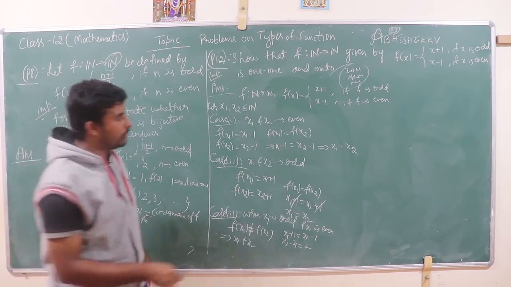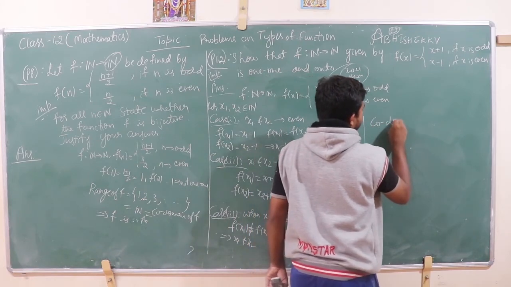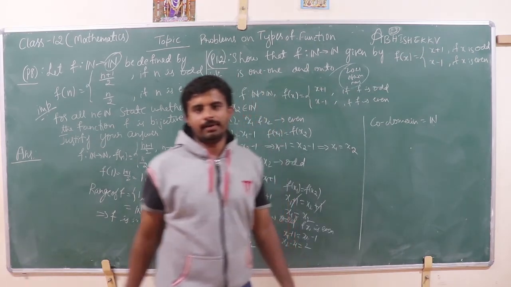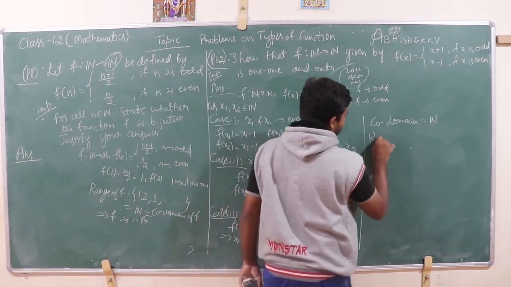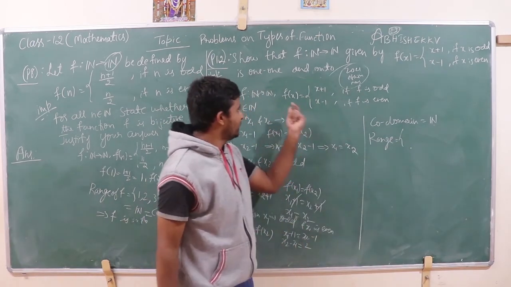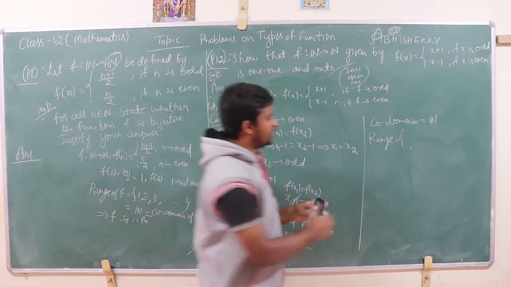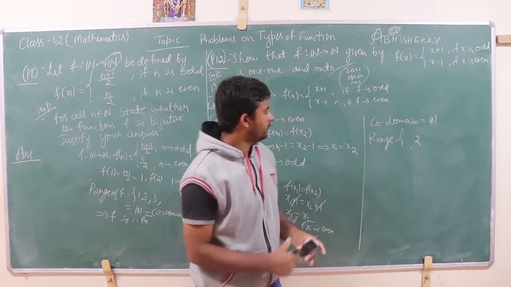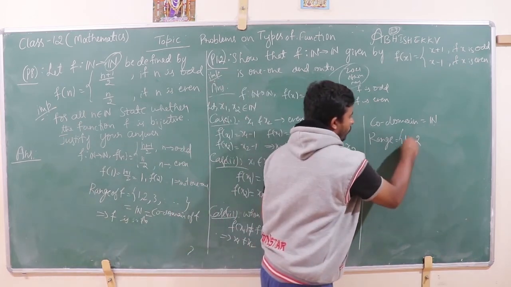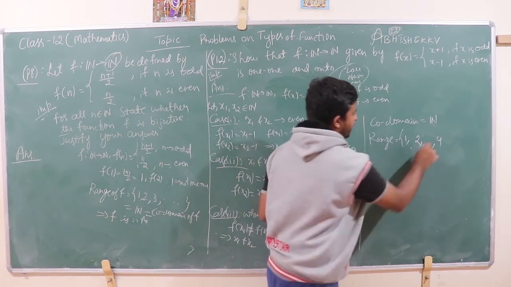Then what about onto? See, what is the codomain? Codomain is the set of natural numbers. What is the range? See, if I put n is equal to 1, 1 is odd, and 1 plus 1 is 2. Okay? Then if I put n is even, that is 2, 2 minus 1 is 1. For 3, I get 4. For 4, I get 3.